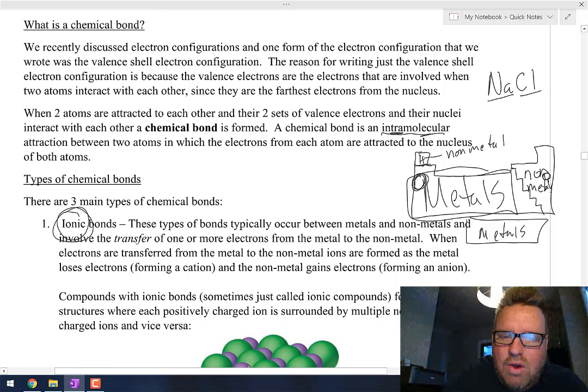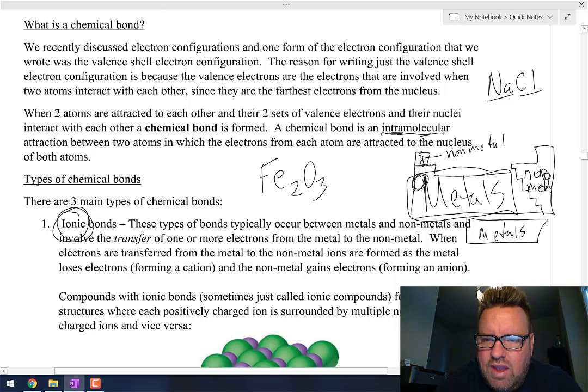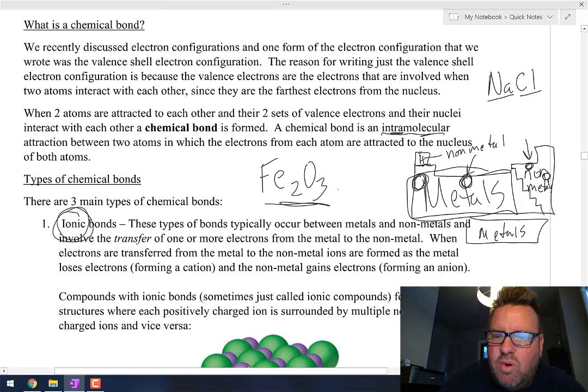Rust, the chemical formula of rust, is Fe2O3. Where's Fe on the periodic table? It's right about here. And where's oxygen? It's right over here. It's a metal with a non-metal. That also is an ionic bond. And it can even be more than one nonmetal. For example, calcium carbonate is the chemical formula of what's called limestone, or marble. Marble is also calcium carbonate.